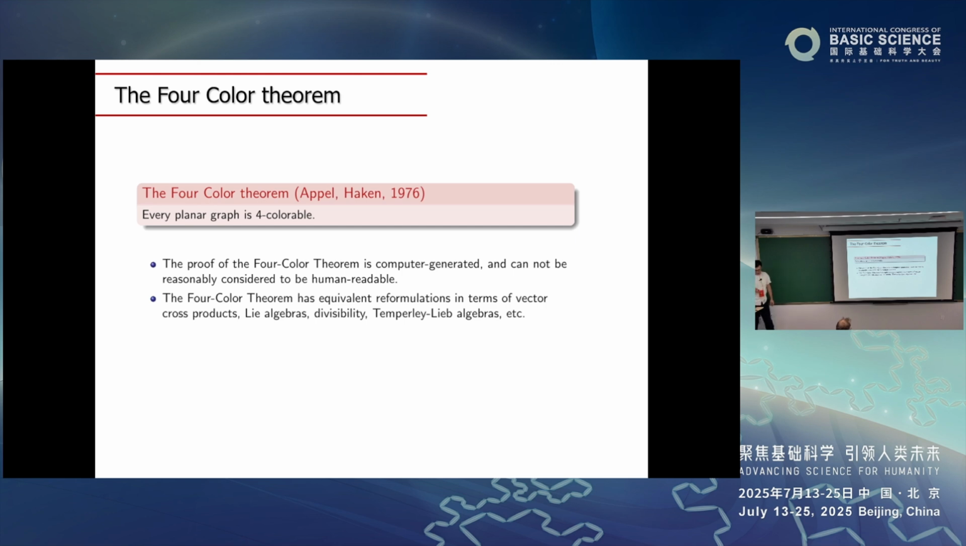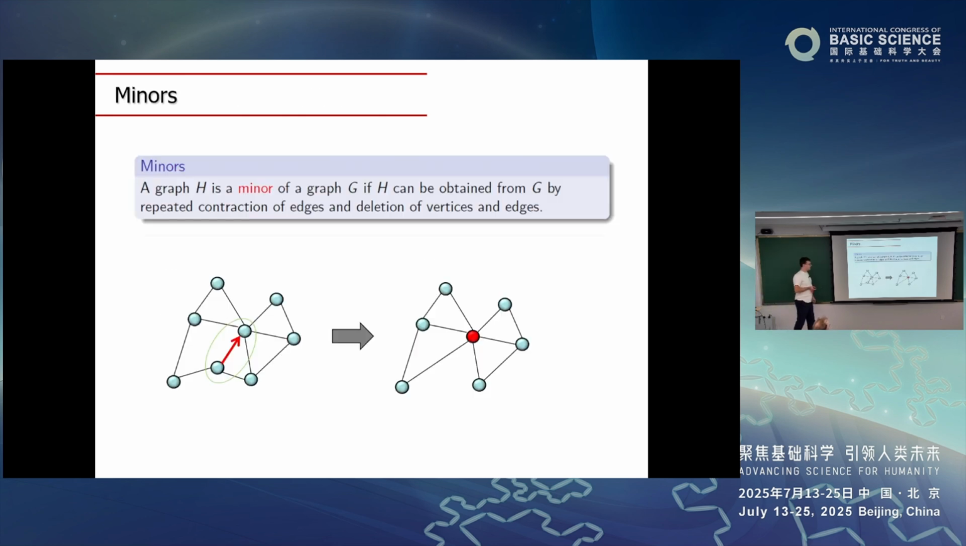All right, so where do we go from here? Well, people wanted to understand the reason why the four-color theorem is true. We now know it's true if you are willing to believe a computer, but why? And a key notion which leads to the formulation of Hadwiger's conjecture, which is an attempt to understand the four-color theorem, is a notion of minor. It's a notion of graph containment.